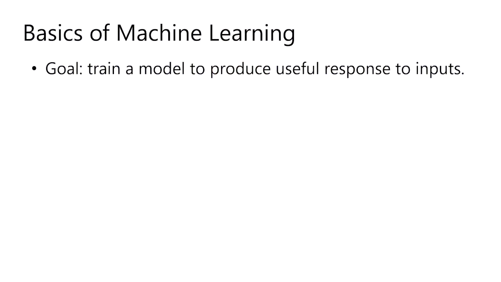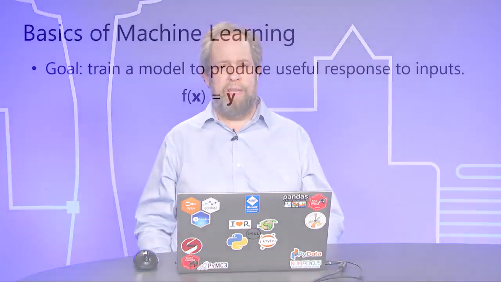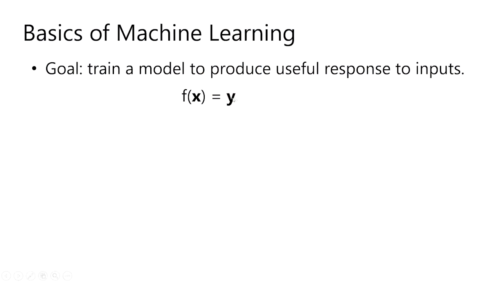So what's our goal? Our goal is to train a model to produce a useful response to the input. So we have an input, we want a response. The response is typically a prediction of something that we want to know about those data. When we input something, we get that response, that's our prediction. And we can write, in very generic terms, a formula like this, where we say our machine learning algorithm, which is a function f of x, equals y as our prediction. So x is our data cases that we have, and y is that prediction.